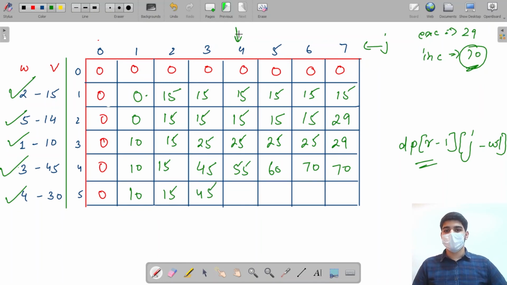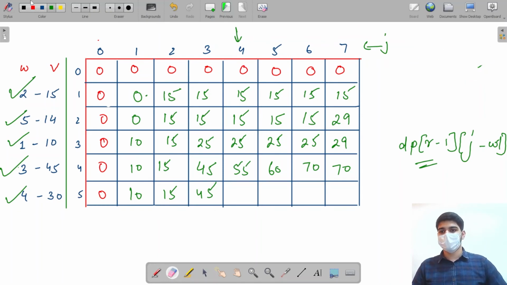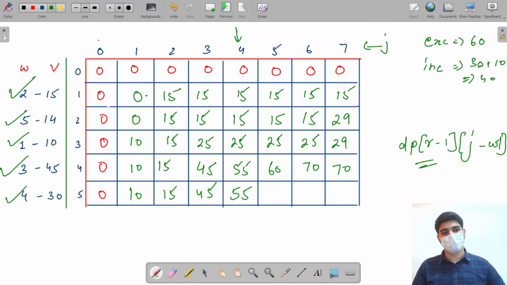Now, when the capacity is 4, I can either include myself or exclude myself again. So if I exclude myself at this point, I would get 55 as value. And if I include myself, I would get 30 as value. Right? So I exclude myself. Right? I'm maximizing, right? So over here in fifth position, if I exclude myself, I would get 60. If I include myself, I would get 30 plus 10, which is 40. Right? So 40 versus 60, 60 wins. That means I should exclude myself. Right? Let the rest of the items fill the bag.